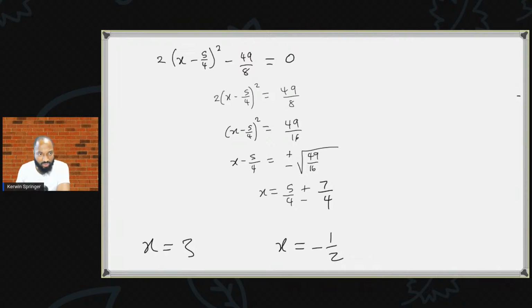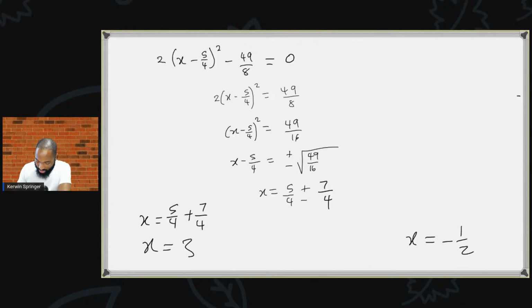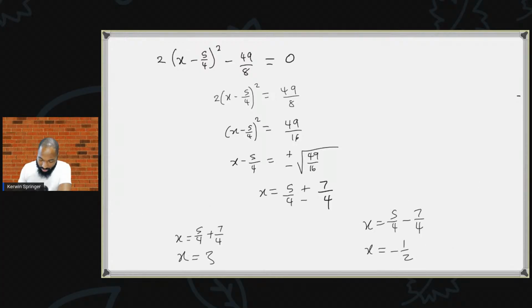Negative a half. That's the 2 answers we get for the roots from the calculator. Negative a half and 3. You understand what I'm saying? So it's either x is equal to the 5 on 4 plus the 7 on 4, which gives 12 on 4. 12 on 4 is 3. Or I do the subtraction version. 5 on 4 minus the 7 on 4, which will give me negative 2 on 4, which is negative a half. And that is it. That's the entire of completing the square. Everything you need to know for CXC, completing the square.